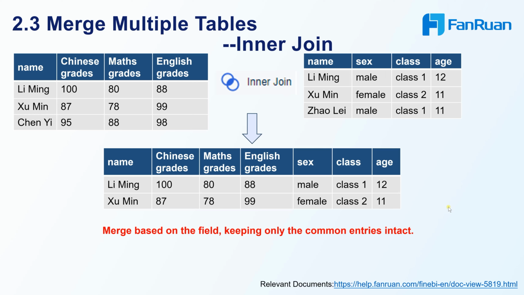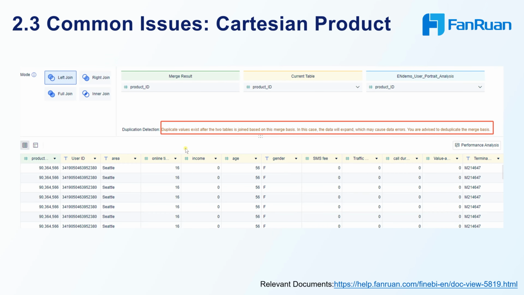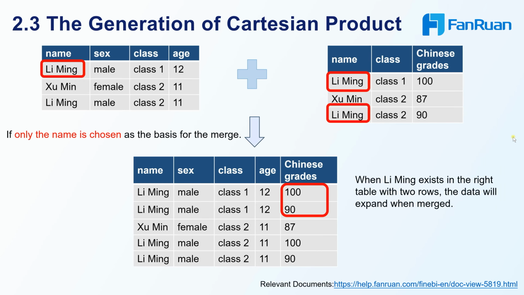One common issue you may encounter is a warning like this. The merge criterion in both tables contains duplicate values. This could lead to data expansion and errors. So, what is this data expansion? Let's take a look at the following example to understand it.